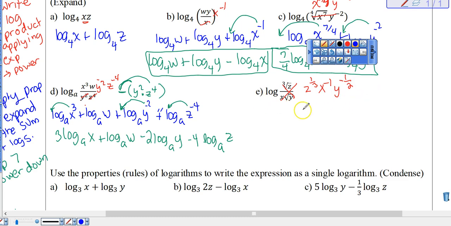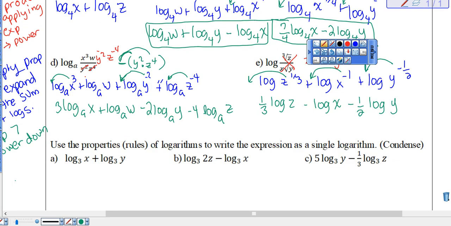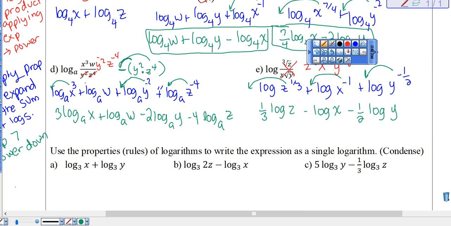Since it's a product, we can expand using product to sum. So the log of z to the 1/3 plus the log of x to the -1 plus the log of y to the -1/2, and then switch colors and power down, and you're done. And you can see what's happening there. So 1/3 log of z minus log of x minus half log of y. And so those are strategies if you're going to expand a condensed logarithm.